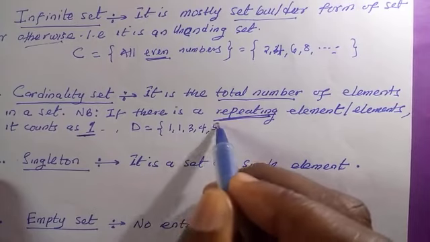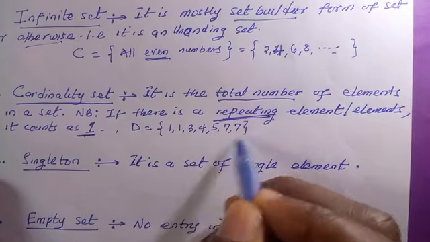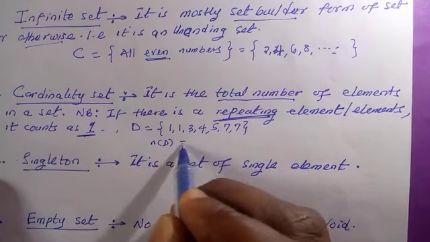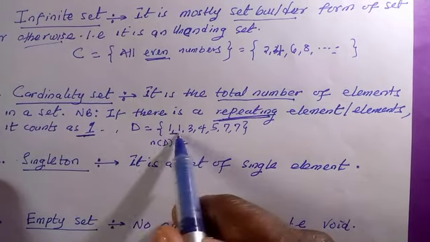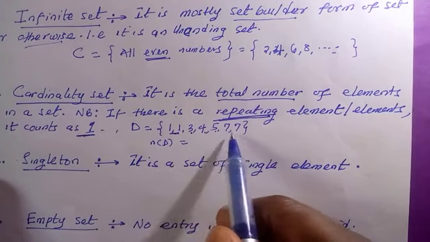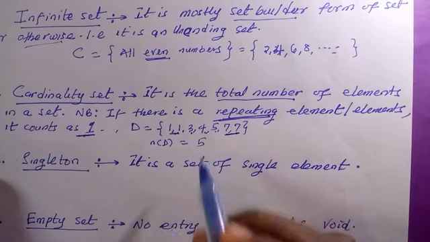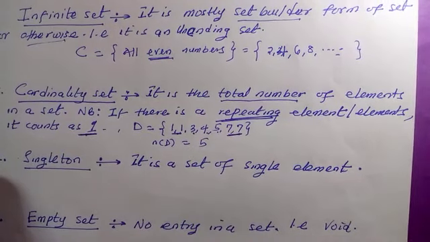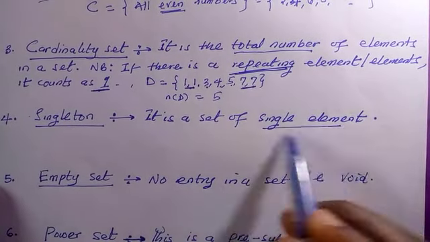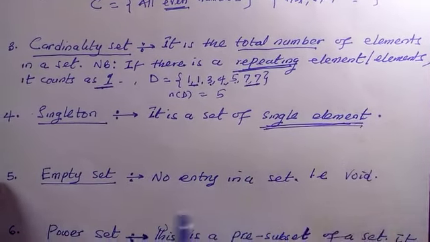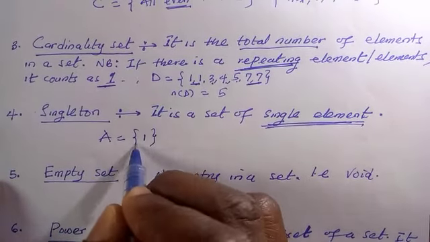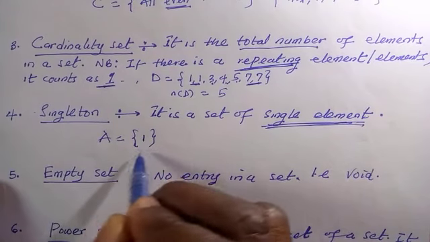Here is an example: D = {1, 1, 3, 4, 5, 7, 7}. We denote cardinality as n(D), which means the number of D. We have 1, 1, then 3, 4, 5, then 7, 7. Since 7, 7 repeat and 1, 1 repeat, we count each as one, and the total number is 5. A singleton is a set of a single element. When we have just one element in a set, we call it a singleton or single set.